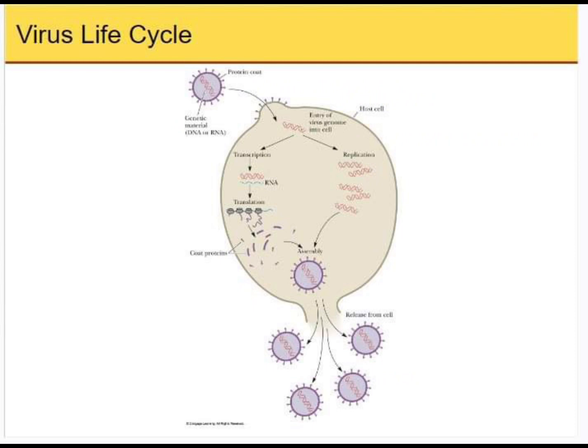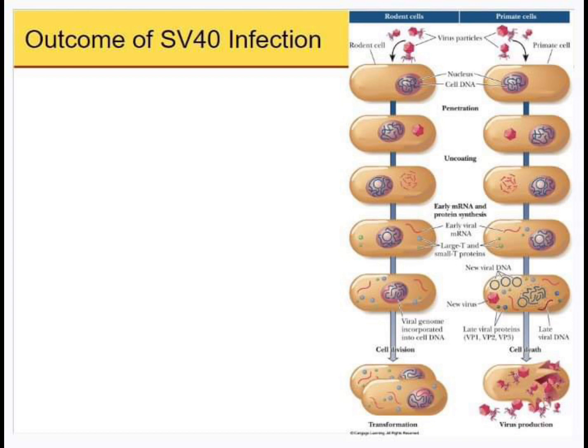This is the virus life cycle. Genetic material, DNA or RNA, entry of the virus into the cell, then transcription and replication, then translation, then protein production, then cell replication, then assembly, and release from the cell. Outcome of SV40 infection: in rodent cells, there is transformation, while in primate cells, there is virus production.